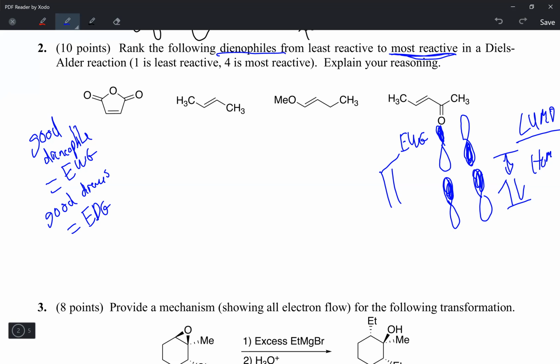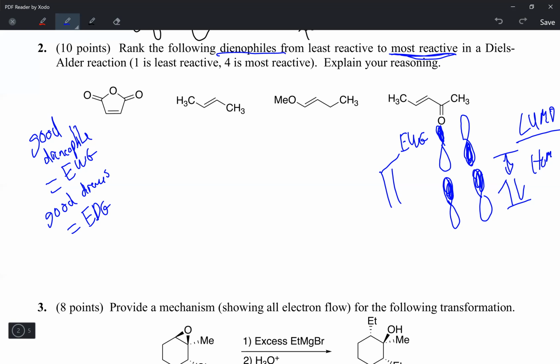So if you want to write something: decreasing the LUMO energy level makes dienophiles more reactive. The better electron withdrawing groups we have, the more reactive the dienophile is. Okay. So now we can start looking at all these electron groups.